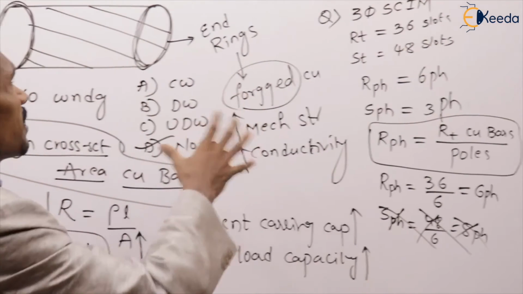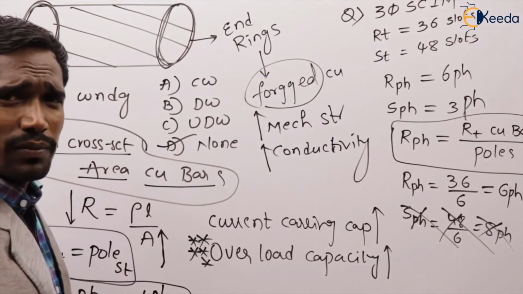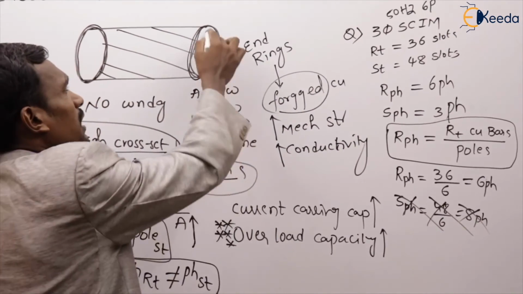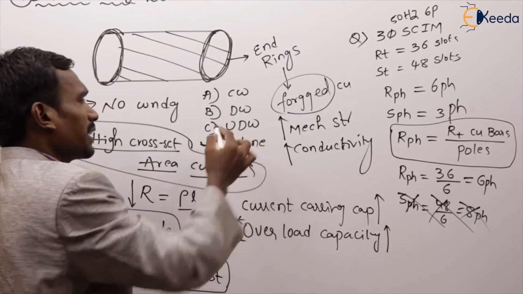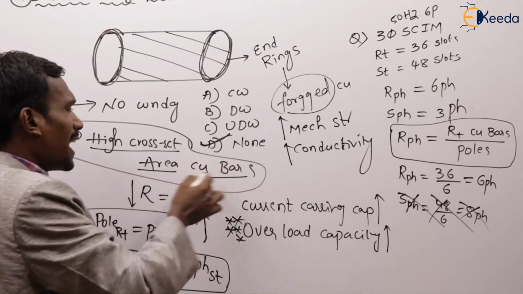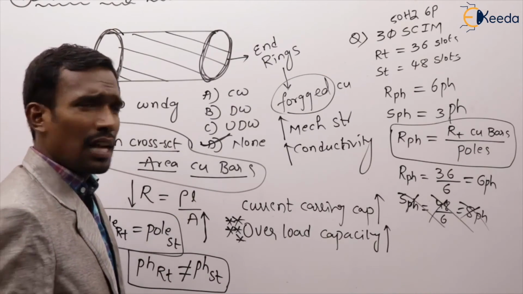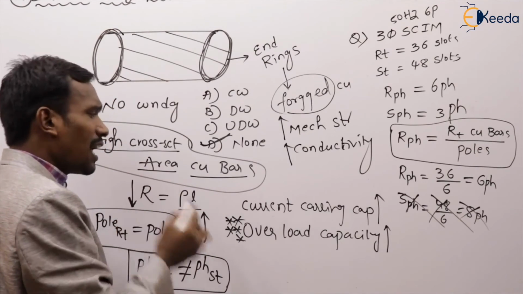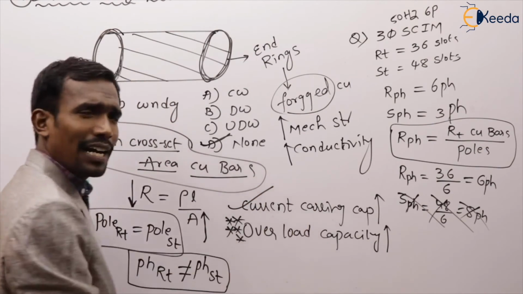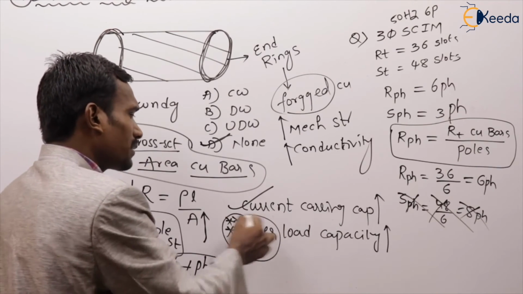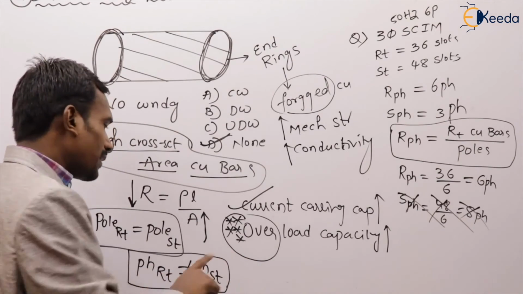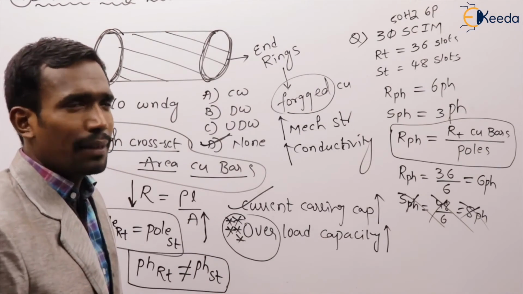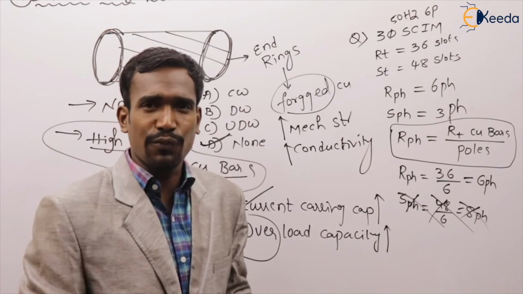Generally, this is about the squirrel cage induction machine. In a squirrel cage induction machine, the rotor is short-circuited by end rings. Here we don't use any winding. We just use high cross-section area copper bars. That's why resistance is less and current carrying capacity is high, meaning overload capacity is high. The number of poles should be the same, but the number of phases may or may not be the same. And we have a formula for rotor phases.